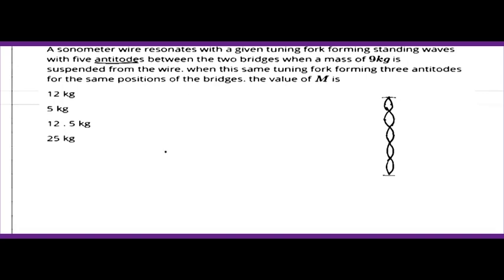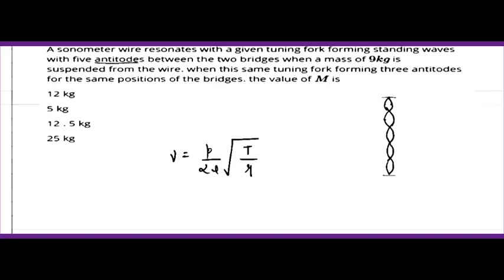So we know that the frequency of a standing wave is given as P by 2L under the root T over mu, where T is the tension, mu is the linear mass density of the wire, L is the length of the wire, and P is the number of antinodes, or we can say the number of loops. See, here are the loops. So in the first case we have 5 antinodes.